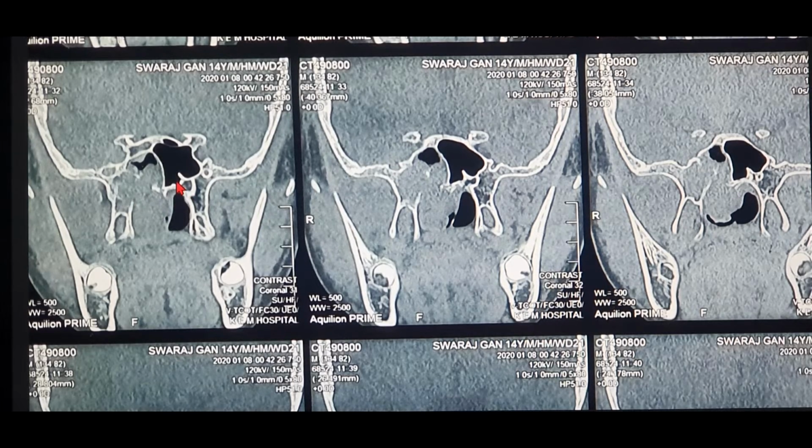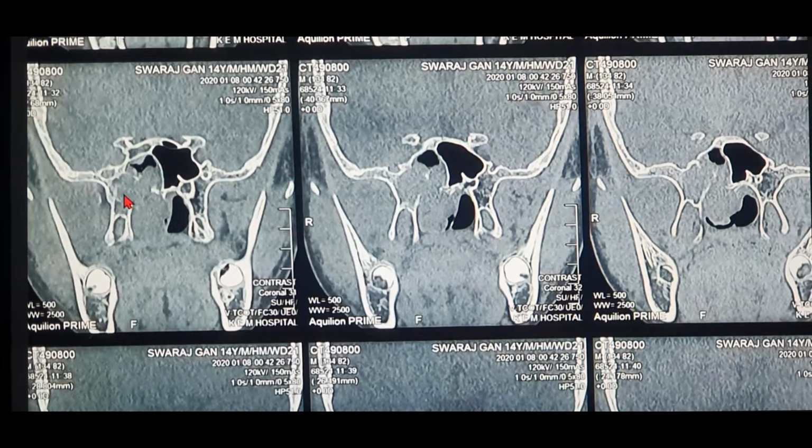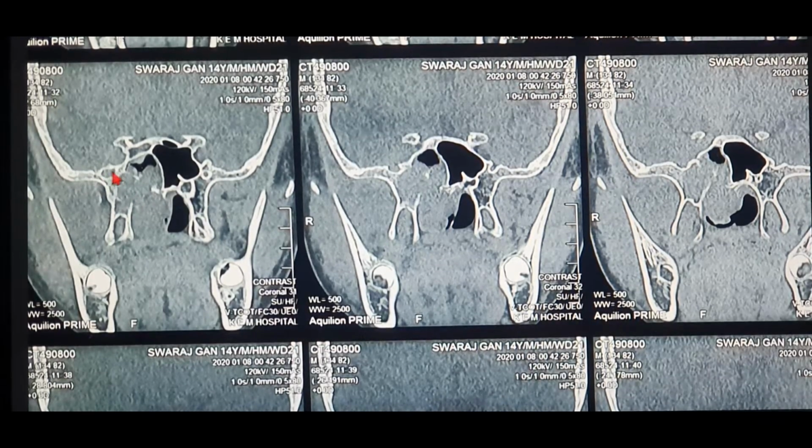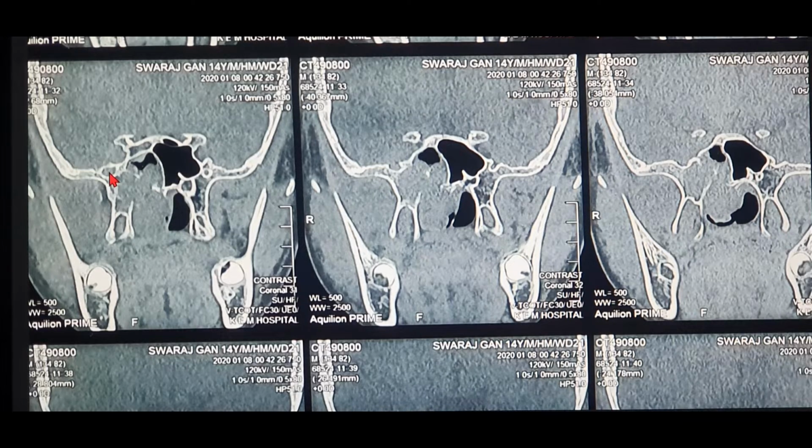So you always have to compare the normal side with the affected side for your reference. So you can see over here, that is the foramen rotundum, which is very much lateralized, and you can compare the rotundum from here. So you can see, we can see the maxillary nerve, but we cannot see the Vidian nerve or the Vidian canal.